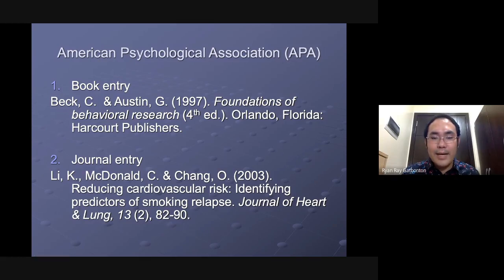Sir, paano po pag walang volume number, walang issue number? You can proceed as it is, kung paano siya pinresent. Just omit the part na wala. Usually, ang wala dyan, itong issue number. So the volume numbers will always be noted and also the page number. Okay? So that's how you write a journal entry in APA format.